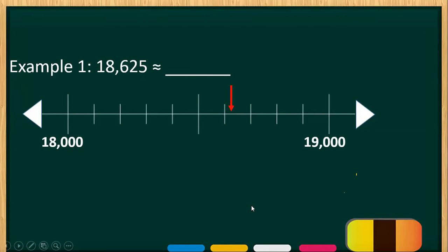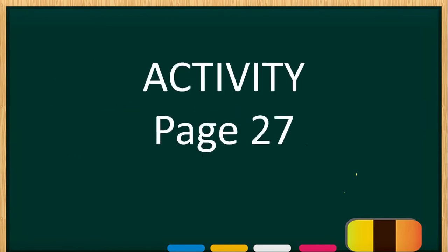Next, example 2, 18,625. What is the correct answer? Is it 18,000 or 19,000? 19,000. 19,000. Very good. Okay, so do you understand the rule of rounding of numbers? Yes. Now let's move on to your book, page 27.